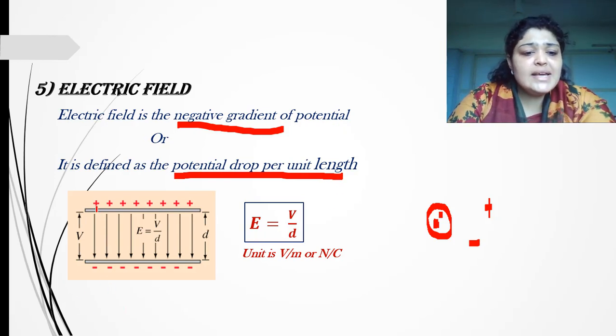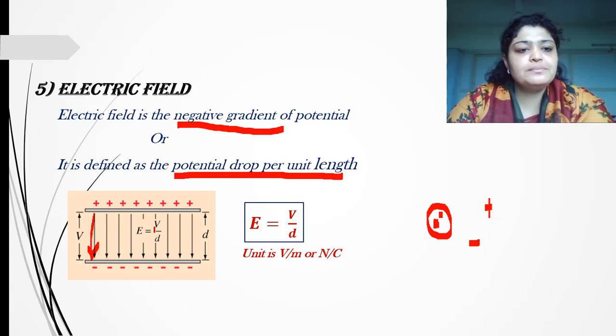Suppose this is the electric field. This is the positive charge and this is the negative charge. The flow of electric field will be from positive to negative, and suppose this is the distance d. Moving from positive to negative, the potential is dropping or decreasing. This is what is known as the potential drop, and this is what is known as electric field.